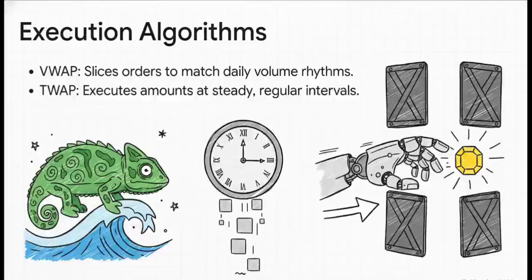The VWAP, or volume-weighted average price algorithm, hides in the natural volume. It analyzes normal daily rhythms and trades its sliced pieces in exact proportion to that rhythm. Then there's the TWAP, or time-weighted average price, which is a bit simpler. It completely ignores volume and just deploys small pieces at steady, timed intervals like clockwork. But sometimes hiding isn't the priority. If an opportunity is about to rapidly disappear, the algorithm uses the implementation shortfall method. This intentionally accepts a little market impact, trading aggressively upfront just to grab the asset before the window closes.